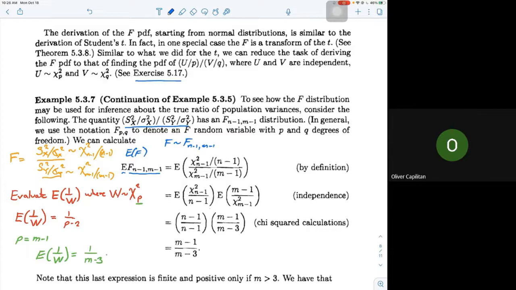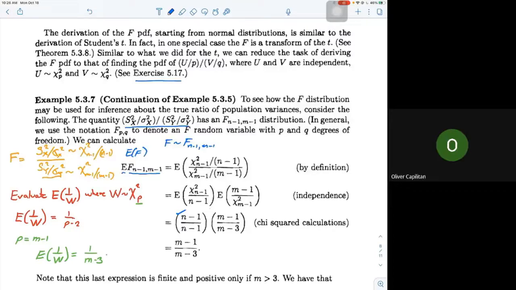Okay, so the first equality holds by definition. And then the second equality is by independence of these two chi-square variables. And then for the third equality, we know that the chi-square distribution with n minus 1 degrees of freedom has a mean equal to its degrees of freedom. So the answer is n minus 1.